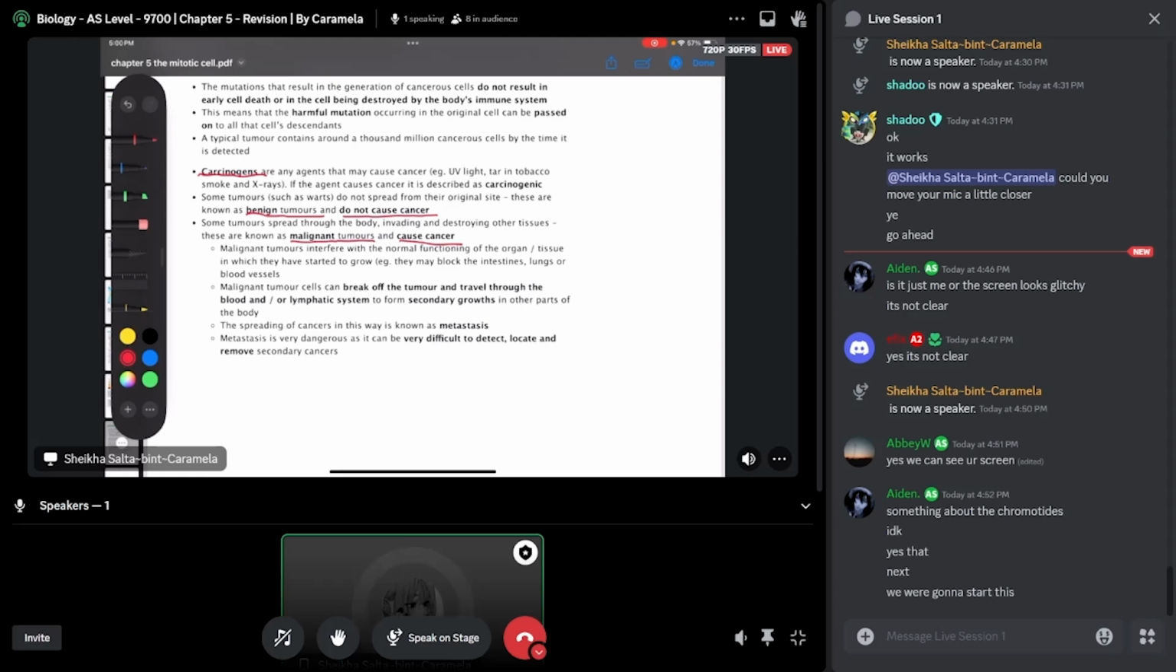Malignant tumor cells can break off the tumor from its original site and travel via blood or the lymphatic system towards other parts of the body and form secondary growths in other parts of the body. The spreading of the cancer in this way is known as metastasis. And metastasis is dangerous for you as it's difficult to detect in which part exactly the secondary cancer is going to form or has formed.